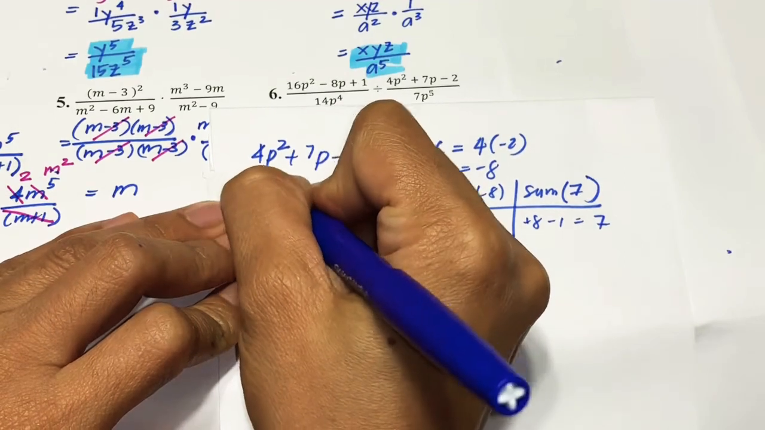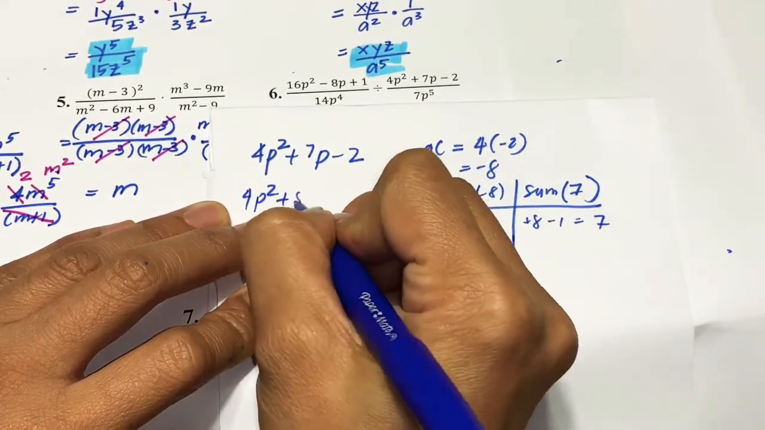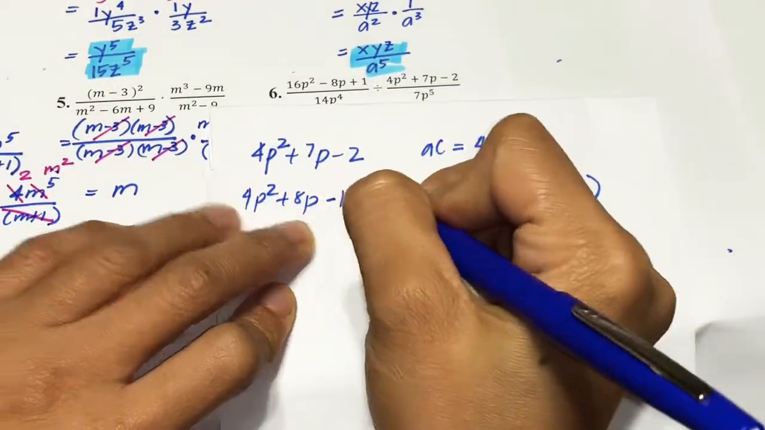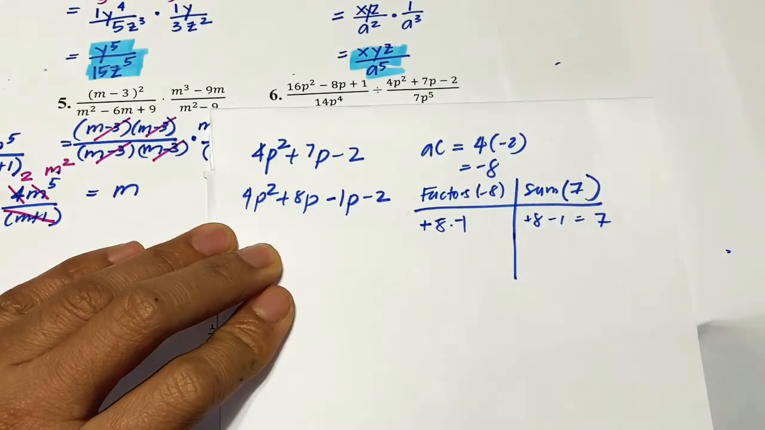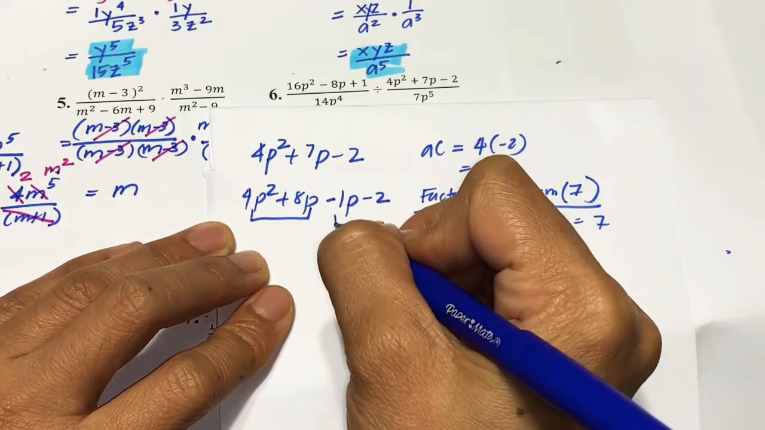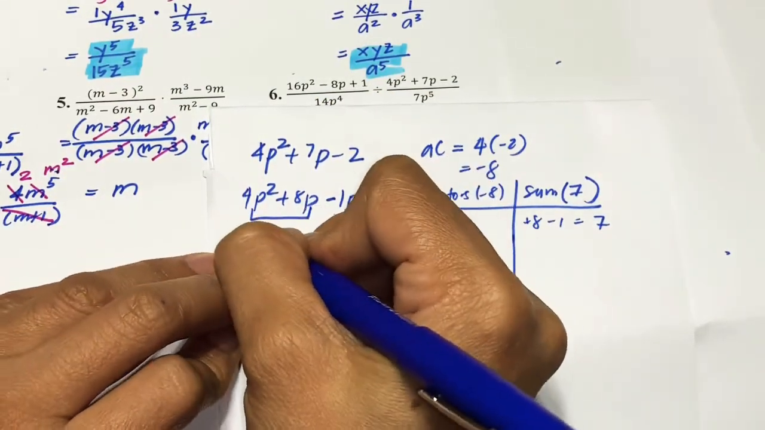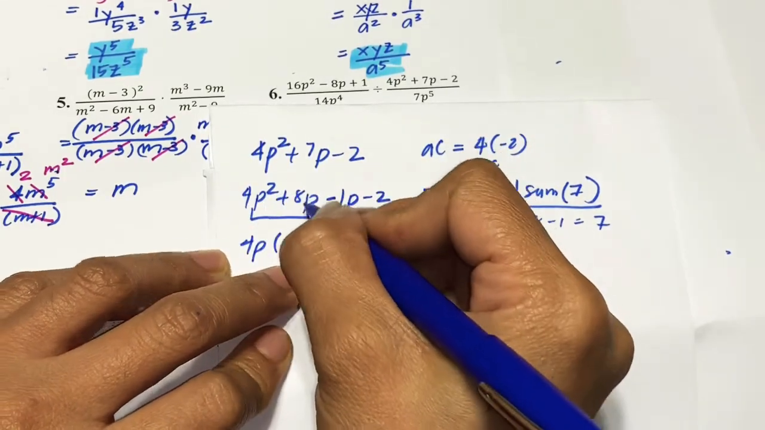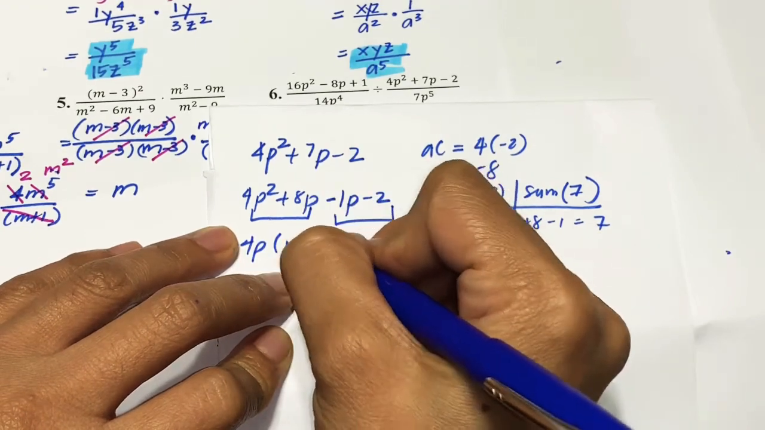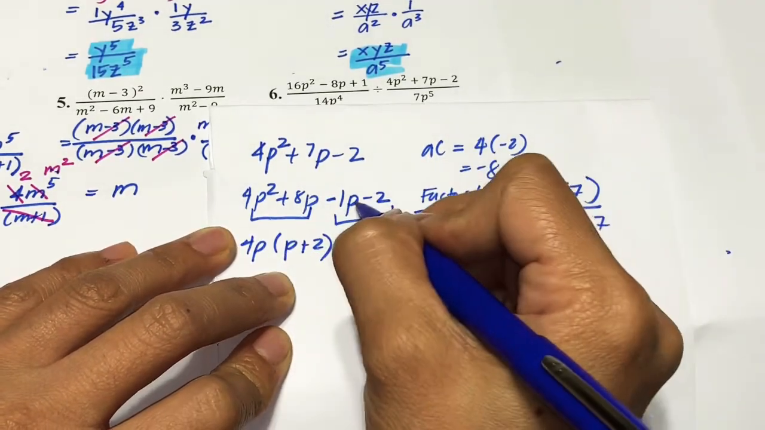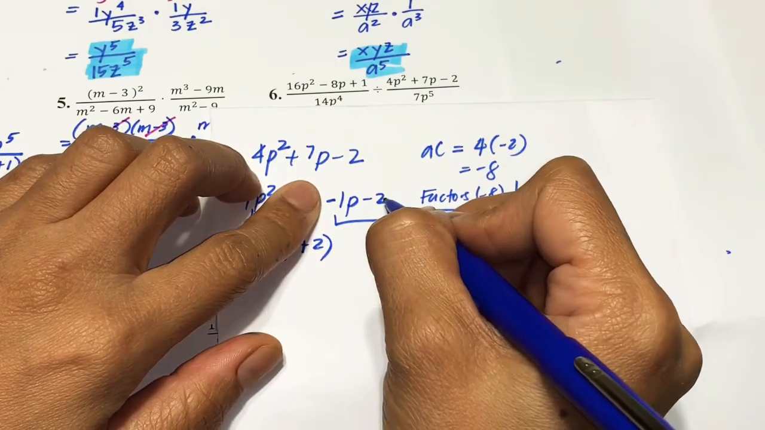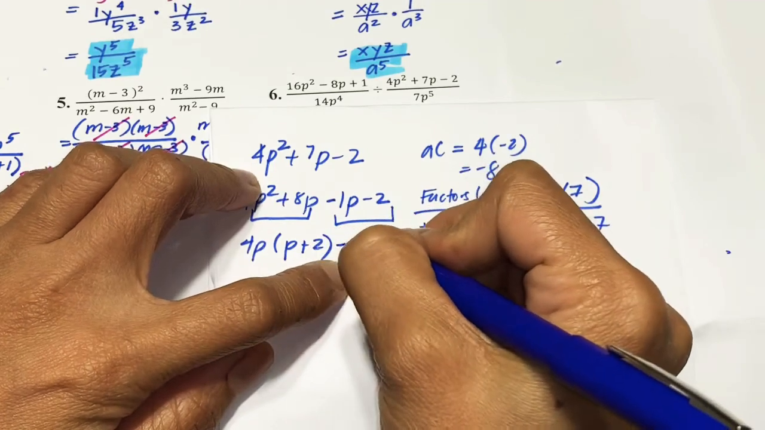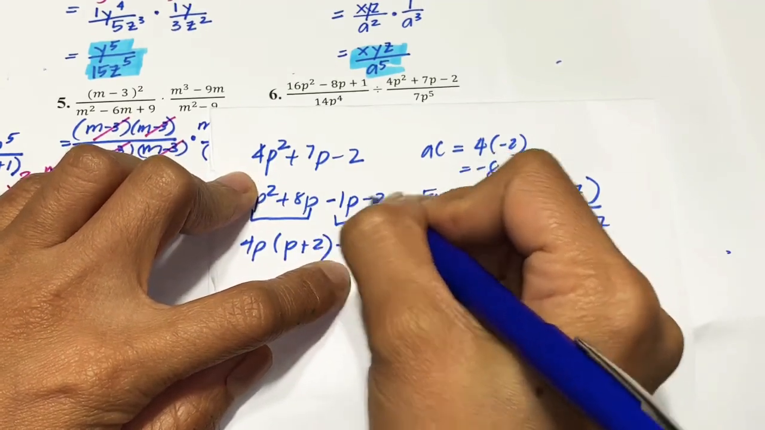So 4p squared plus 8p minus 1p minus 2. Again, group the first two, group the last two, take out a GCF, which is 4p. It leaves you p here, plus 2. And again, here, negative 1p minus 2, no GCF, but because this is negative, you're going to take out a negative, and then the GCF is just 1. If there's no GCF, it's just 1.